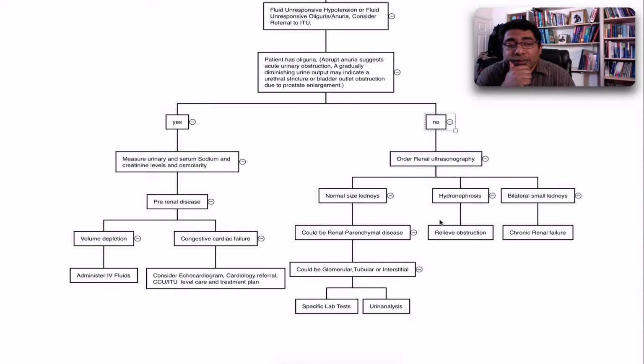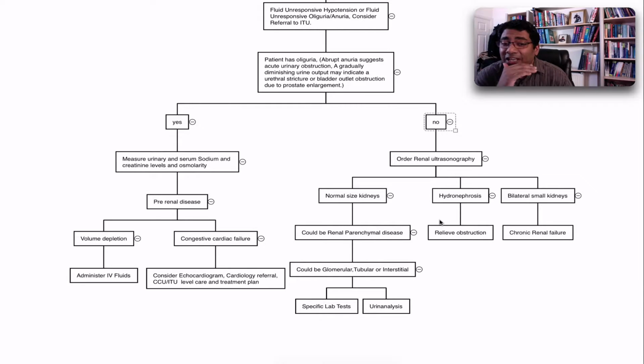Now, if you think it's pre-renal based on findings from your urine and serum sodium, urea levels and creatinine levels and osmolarity, then the possibilities are usually volume depletion or congestive cardiac failure. If it's volume depletion, they respond well to IV fluids. If it's congestive cardiac failure, if you suspect that, you may have to do an echocardiogram, cardiology referral, CCU or ITU level care, and treatment plans.